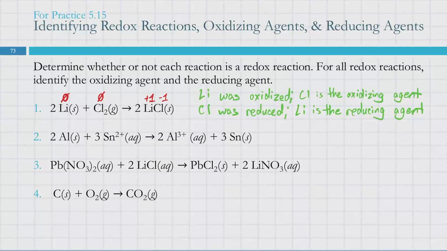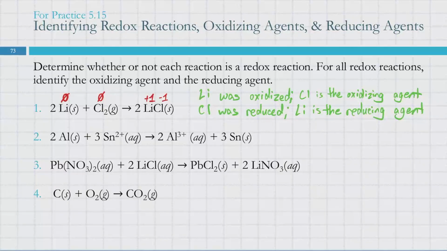This concept has similar vibes, at least to me, as when we talk about acids and bases, for those of you that remember conjugate acid-base pairs. This has similar vibes to that, to me at least. Any questions about 1?